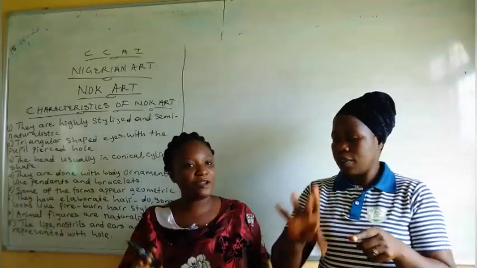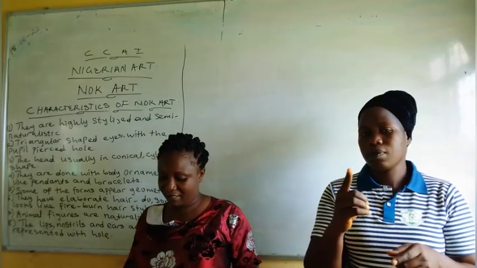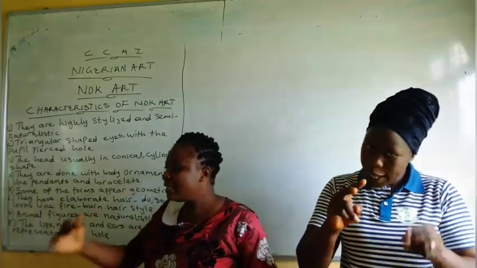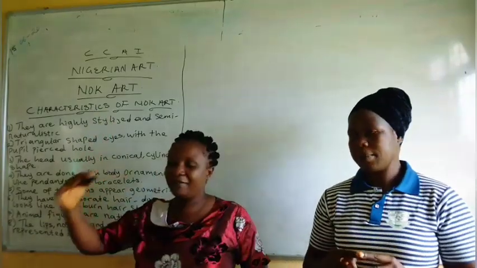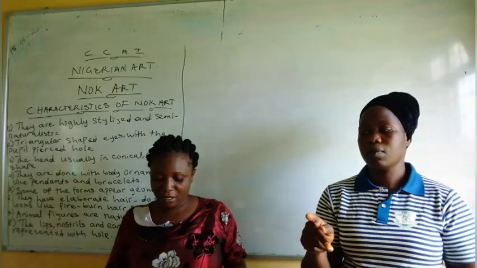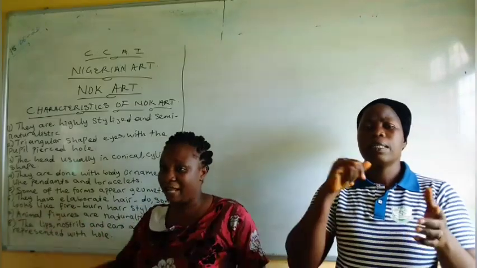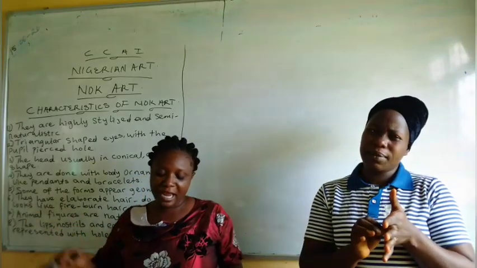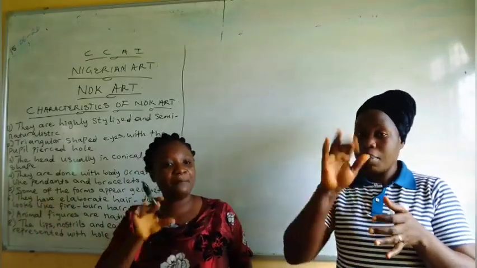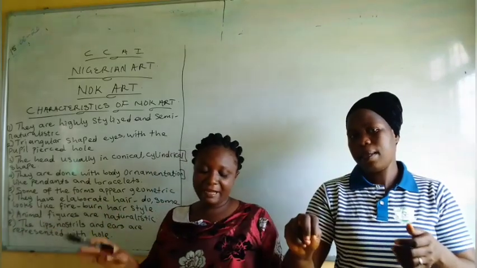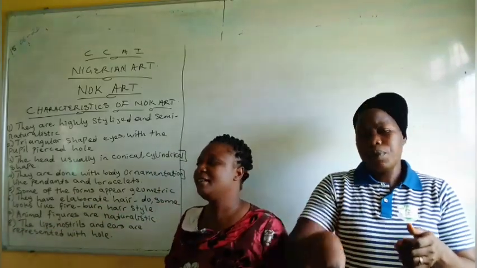So the first discovery of Knock sculptural piece was actually in the Knock village. That is why they named the artwork after that village, which is Knock. It is found in Knock village. So the discovery was recorded by a German anthropologist, and the name of that man is called Bernard Falk.